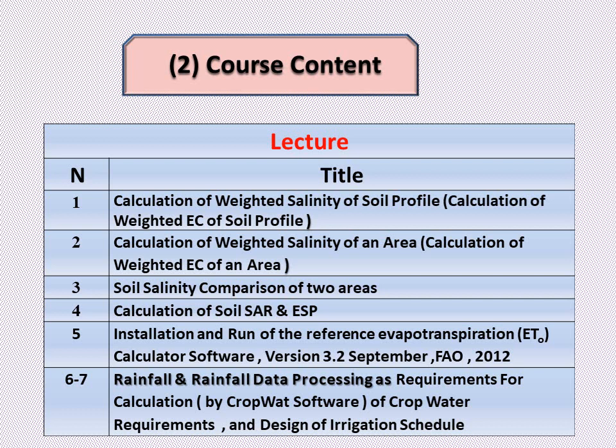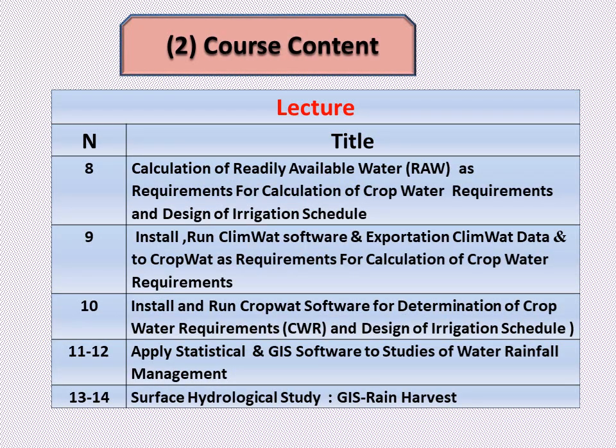Rainfall and rainfall data processing as requirements for calculation by CropWat software of crop water requirement and irrigation schedule. Calculation of readily available water, RAW, as requirement for calculation of crop water requirements and design of irrigation schedule.